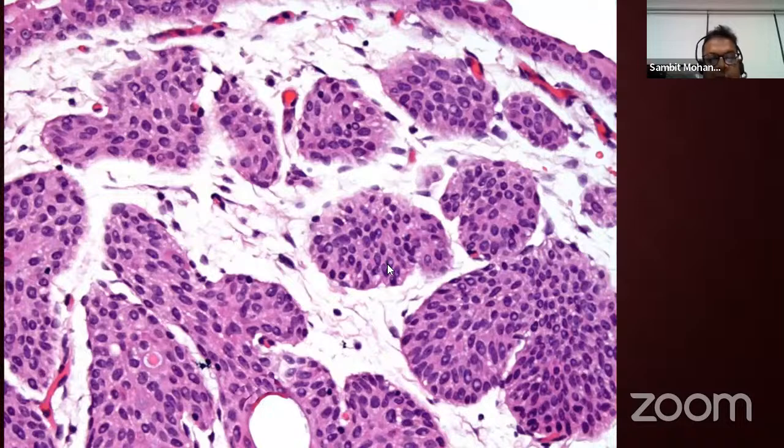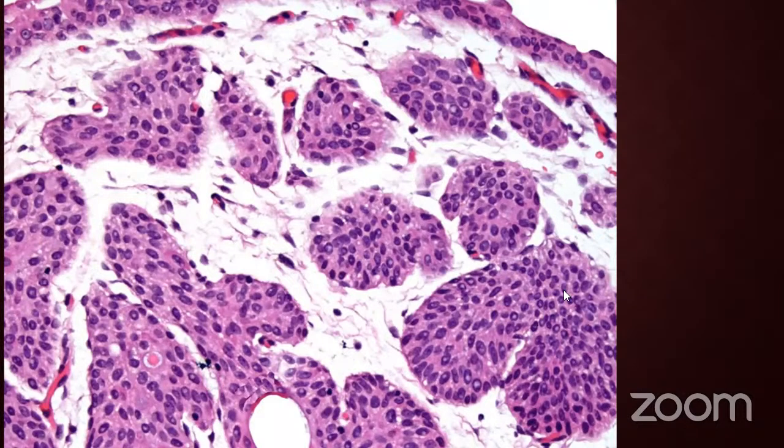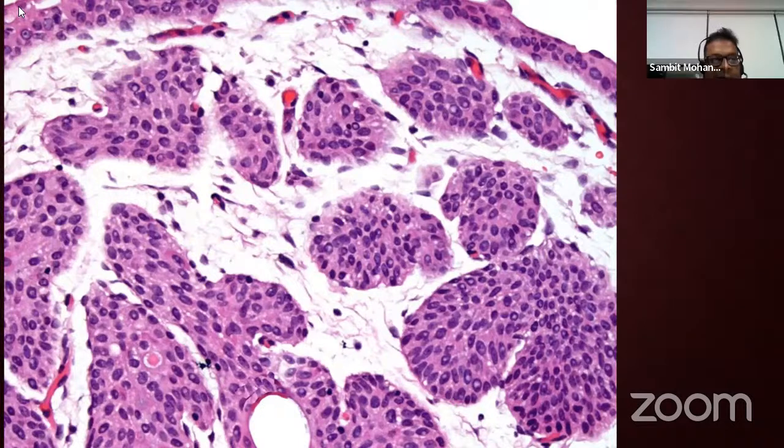So you see a lot of this pseudo inclusion, and the cells towards the periphery are elongated, and the cells towards the center are more round. So there is variation. Umbrella cells are present. Yes, you have umbrella cells. Exactly, that is also a very good pointer. You have some umbrella cells, like the flattened cells, present in the periphery.